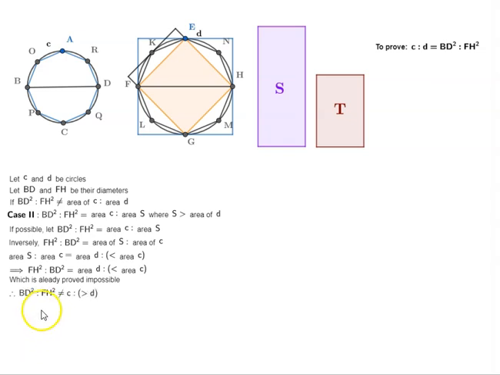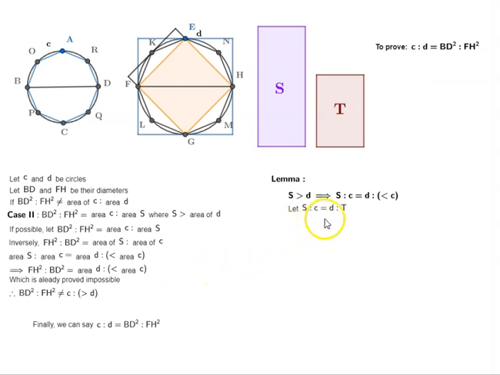So therefore, BD square is to FH square is not equal to C is to anything greater than D. So finally, we can say C is to D is equal to BD square is to FH square, which is what we had to prove. So now let's look at the lemma part. S is greater than D implies S is to C is equal to D is to something less than C. This is what we have to show in this lemma.